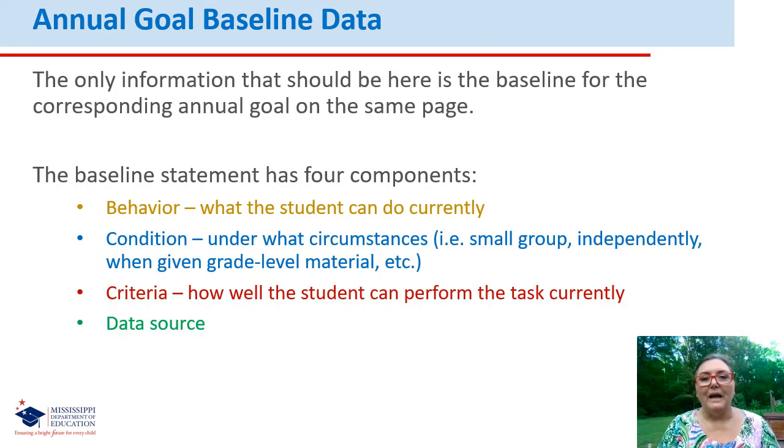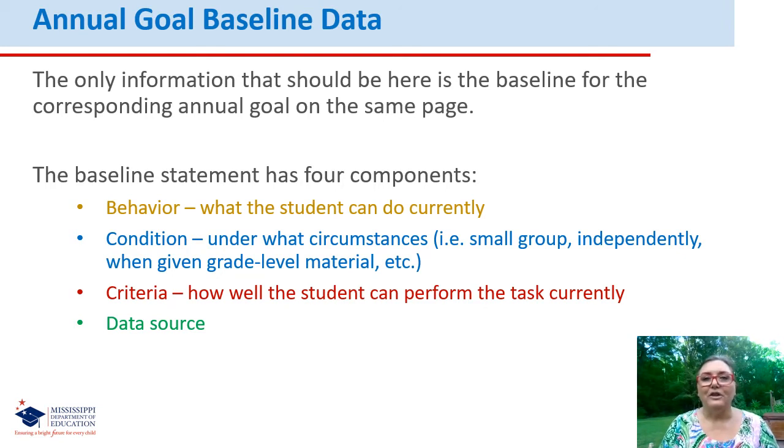So with the baseline, there's certain information that we must have written in the baseline. We also have to keep in mind that our baseline is directly related to and directly aligned to the annual goal that we're writing. So the 4 pieces of information or the 4 components that we have to have are first the behavior. And the behavior in the baseline is what the student can do currently. What can they do now?